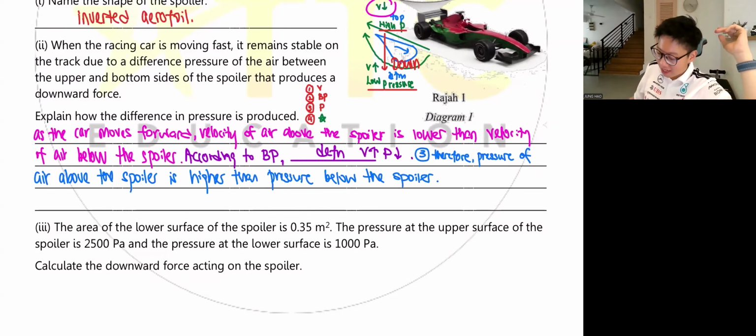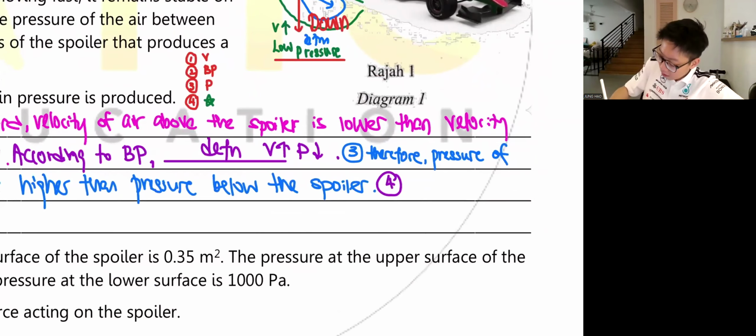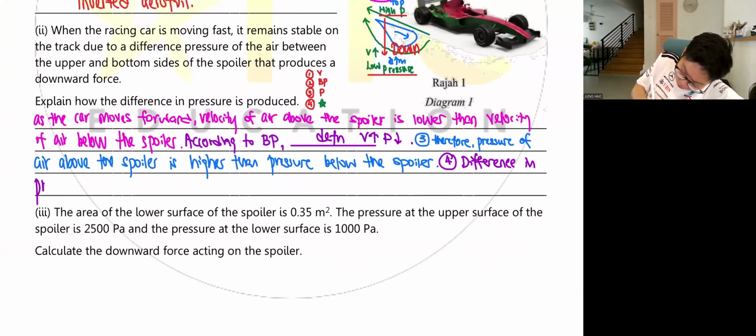Okay, the pressure of the air above the spoiler is higher than the pressure below the spoiler. So therefore, there is a pressure difference. And then last but not least, number 4. What do we need to write? Okay, the answer is, you can say the difference in pressure. So guys, I want you to tell me the difference in pressure.